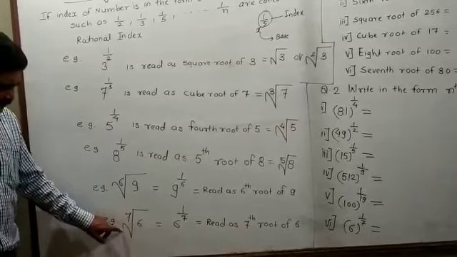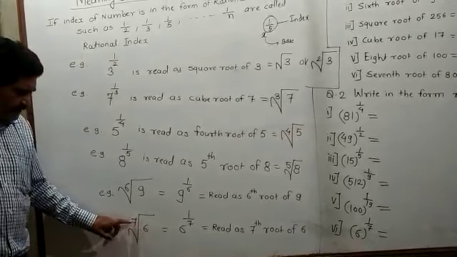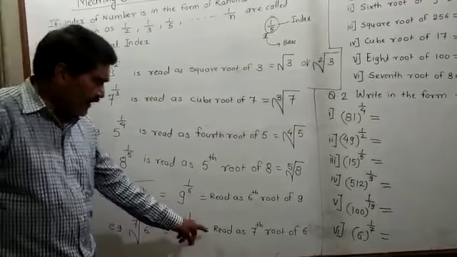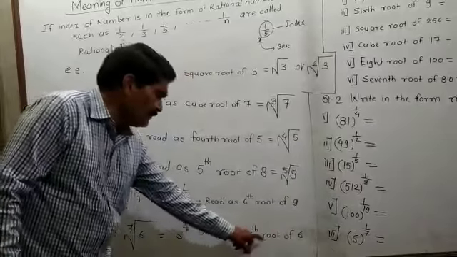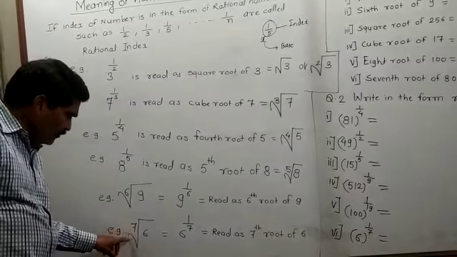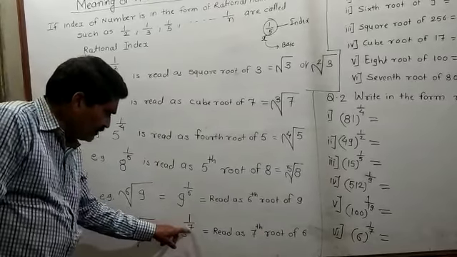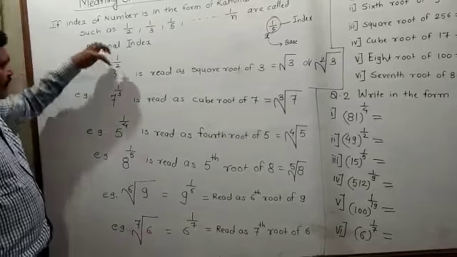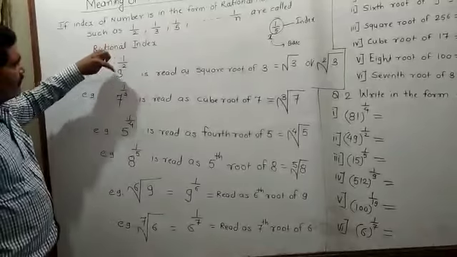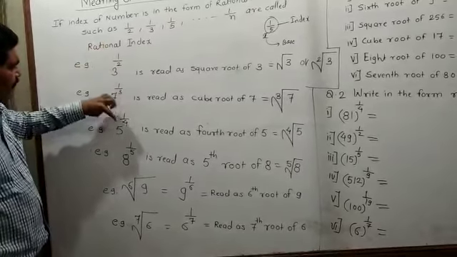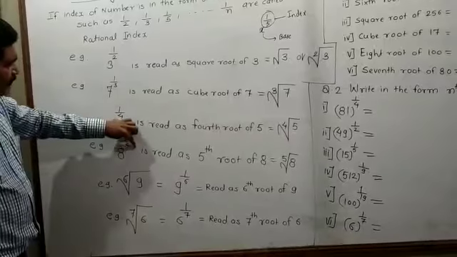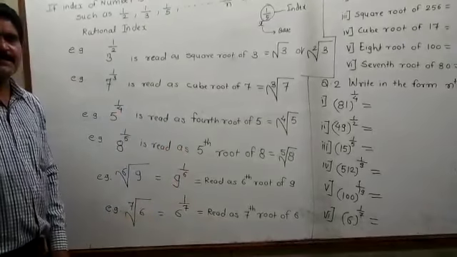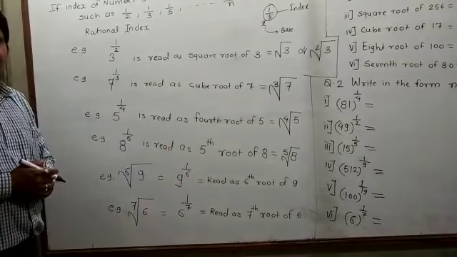The 7th root of 6: you will write 6 raised to 1 upon 7, and you will read it as the 7th root of 6. This 1 upon 7 means the 7th root of 6. So we say the square root of 3, cube root of 7, 4th root of 5, 5th root of 8, 6th root of 9, 7th root of 6. In this way, you have to read the rational index.